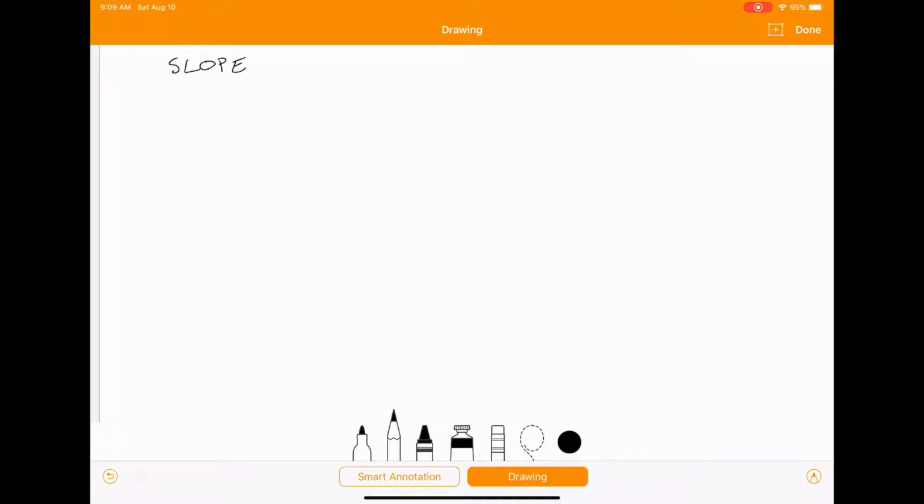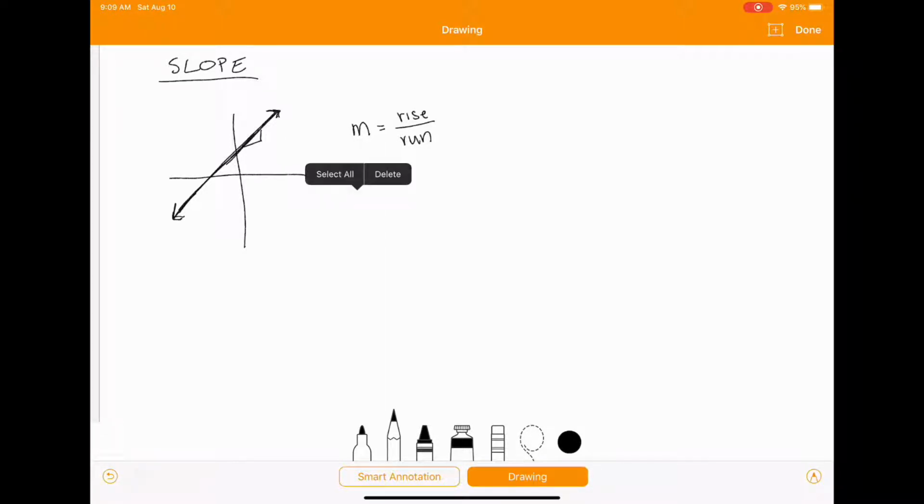So as you recall, if we have the graph of some function, the slope is going to be how steep or how not steep your line is. So slope is always denoted by m, and that's going to be equal to your rise over your run. So this here, your change in y, is going to be your rise, and then your change in x is going to be your run.